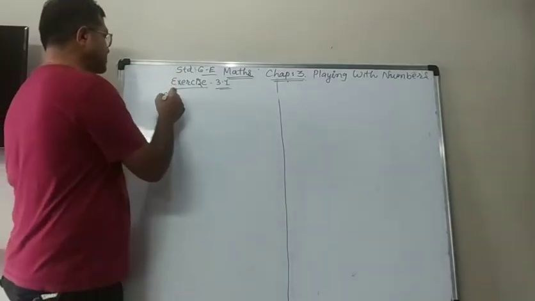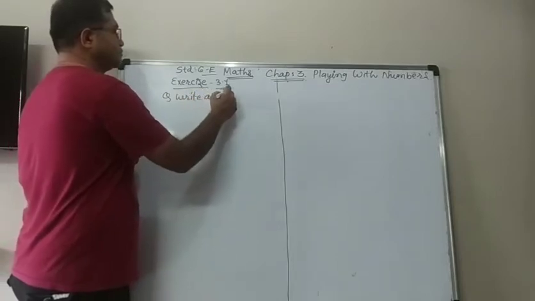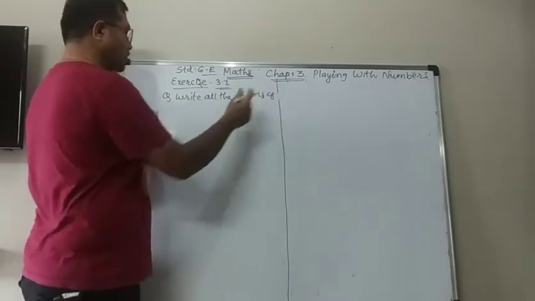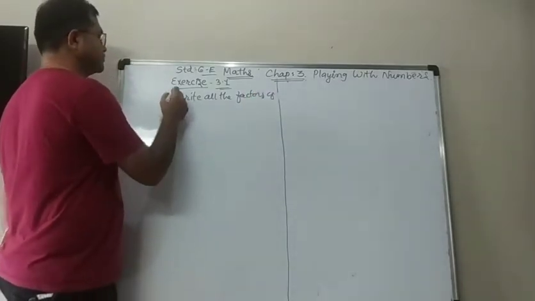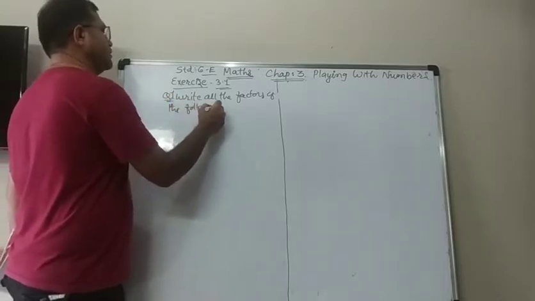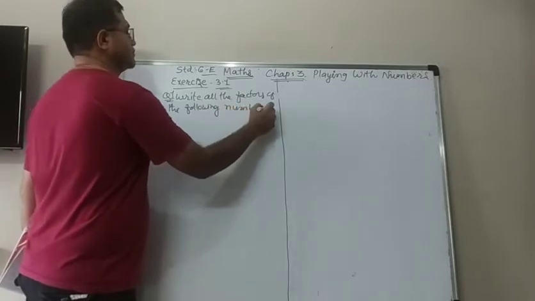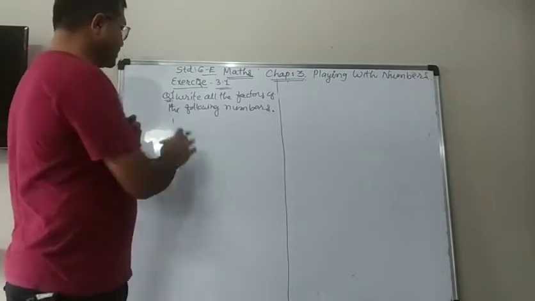Question 1 says, write all the factors of the following numbers. First one is 24.